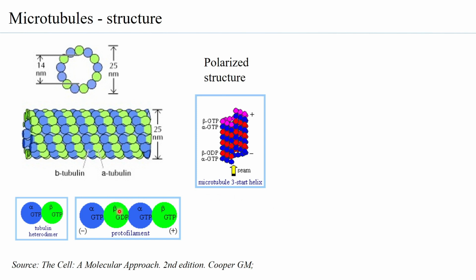But every beta tubulin would have got converted to its GDP form. So you will have alpha GTP, but the beta will be GDP. You have alpha GTP, but the beta would be GDP. So that is how it is growing.